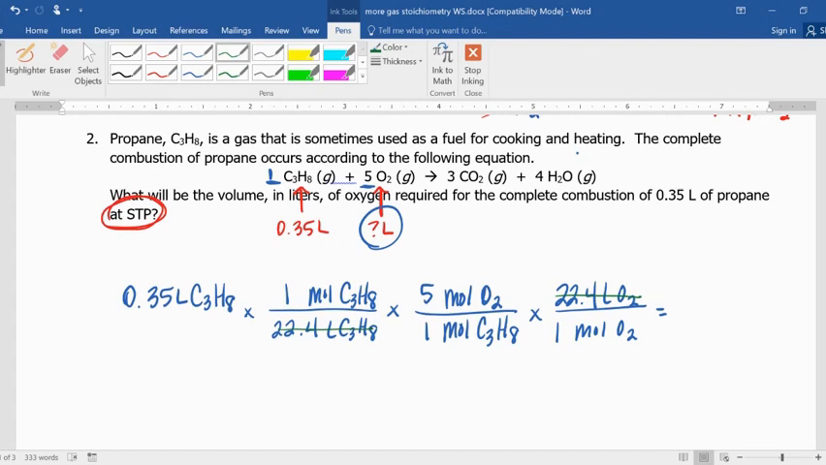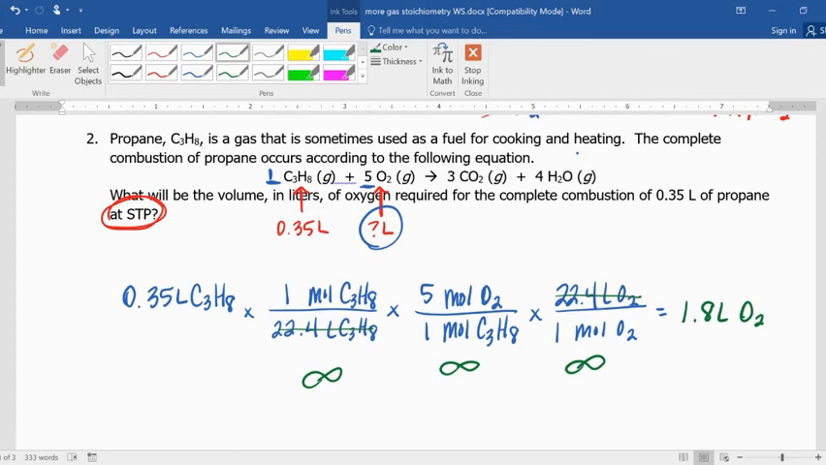So we can do 0.35 times 5. 0.35 only has 2 sig figs, and the rest of these are an infinite number of sig figs. So I'm just going to use 2 sig figs in my answer. If I do that, I get 1.8 liters of O2.